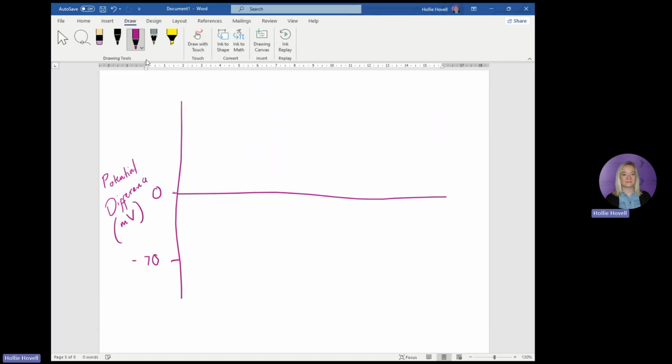So at minus 70, we can start to draw our line, and we can say that that line straight across there is our resting potential. Now remember that another word for resting potential is polarized. And the way that we've established that was using our sodium-potassium pump.